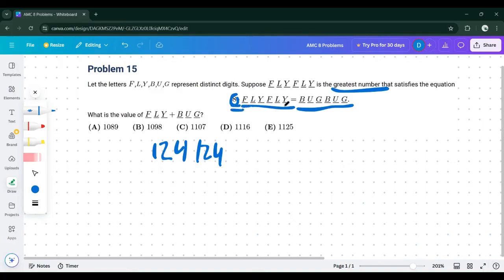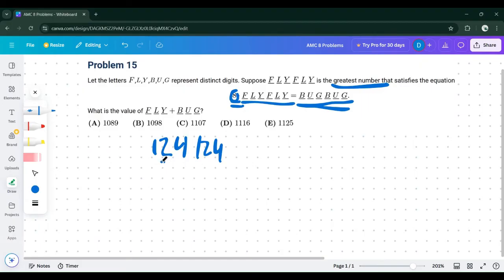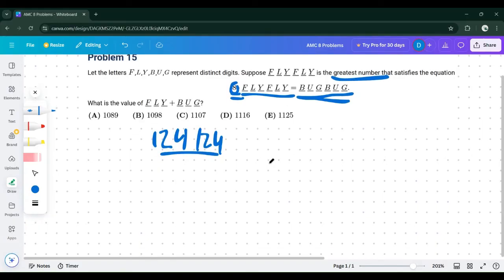But if we multiply FLY by 8, it still has to be a 6-digit number. And this is the highest a 6-digit number FLY can be. If we go up one with the ones digit and the thousands digit, it would be 125,125. But if you multiply by 8, it will be 7 digits. Okay. So now we know that this is the greatest number it can be, but it doesn't satisfy the equation.